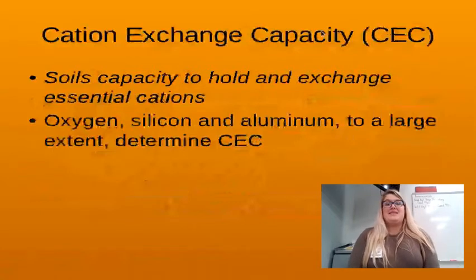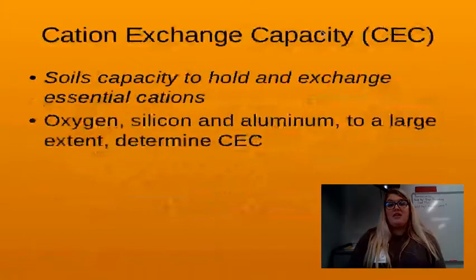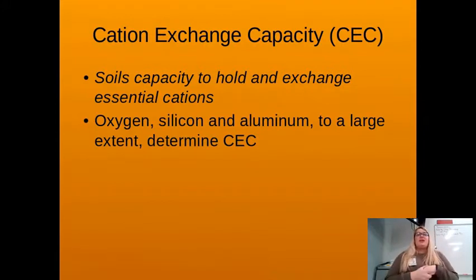Cation exchange capacity. So if we think back to physical science or chemistry, we've heard of anions and cations. Well, we look at cation exchange capacity. Let me turn my lights back on. Exchange capacity, we're looking at the ability of the soil to hold onto and to exchange certain cations. Oxygen, silicon, and aluminum basically help determine this for the majority, the major part there.